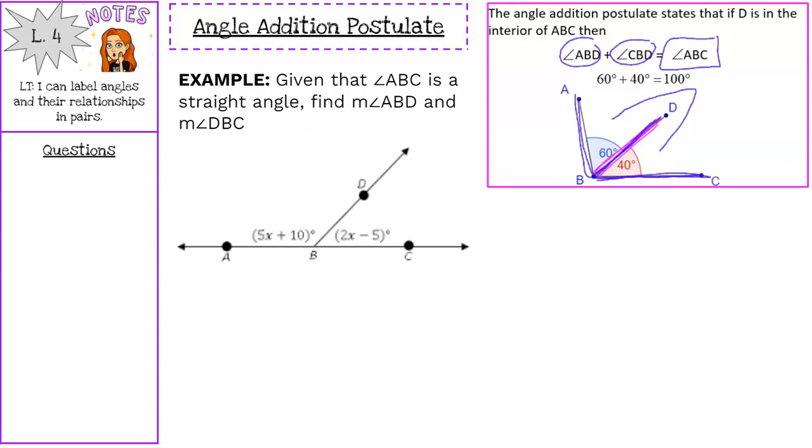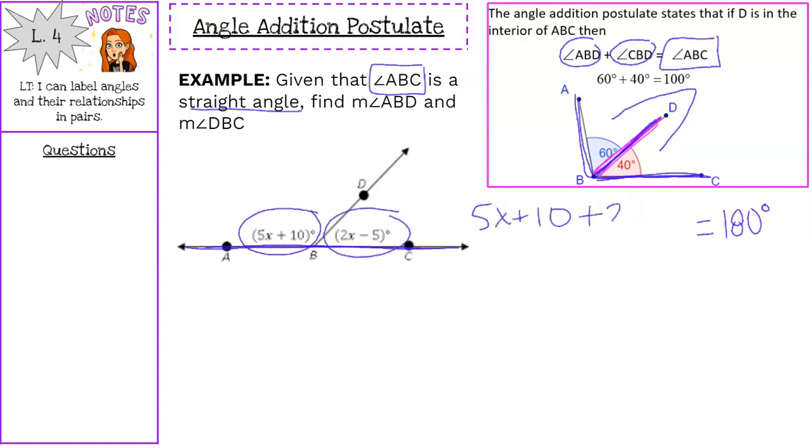So our example is that given that angle ABC is a straight angle, so remember a straight angle just means it sums to 180 degrees. Find the measure of angle ABD and the measure of angle DBC. So I can use the angle addition postulate to say that this measure plus this measure is equal to that whole. And I know the whole is 180 degrees because it's a straight angle.